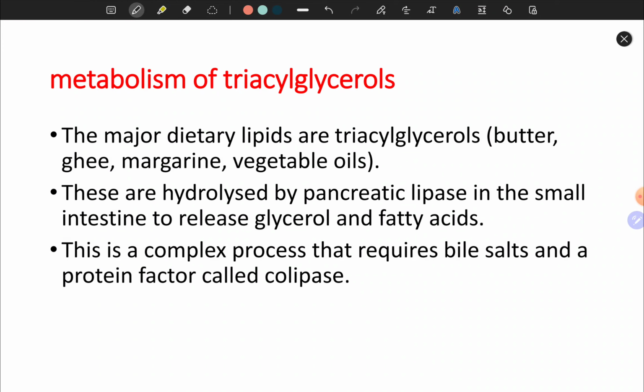How are they metabolized? They are hydrolyzed by the pancreatic lipase. That's to say, the pancreas is an important organ for the metabolism of lipid. If someone has disease in the pancreas, what happens? Pancreatic lipase is low. Look at the metabolism: fatty stool. How do you know you have a fatty stool?